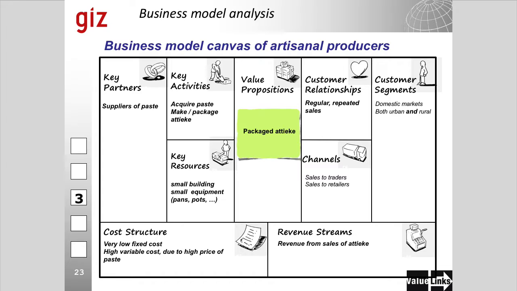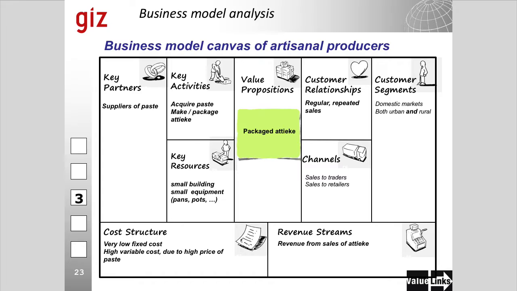What they would need as key resources is a small building where they can work also in the rainy season, and small equipment only, all for manual production. This is pans, pots, a series of things. You've seen them on the photo also. At least big pots are needed and all kinds of small implements. So key resources that are not very valuable.